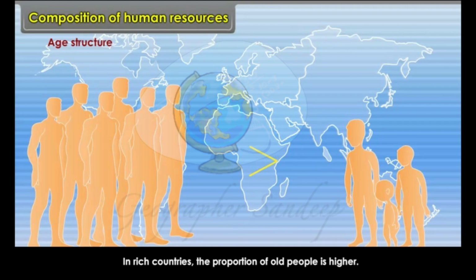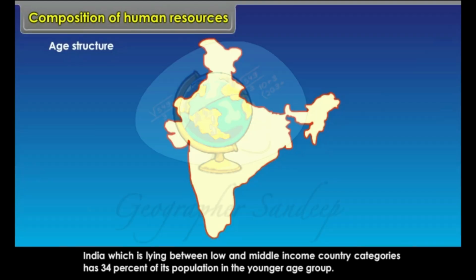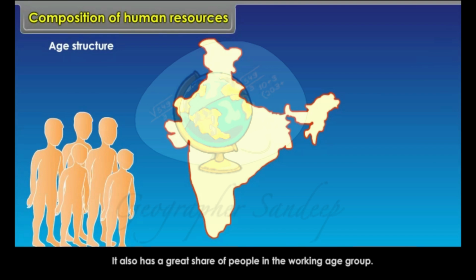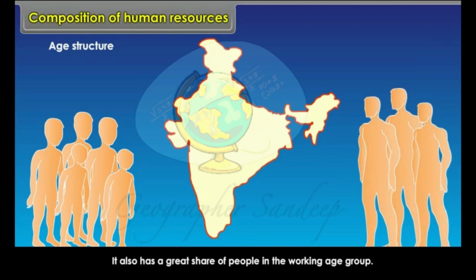India, which is lying between low and middle income country categories, has 34% of its population in the younger age group. It also has a great share of people in the working age group.